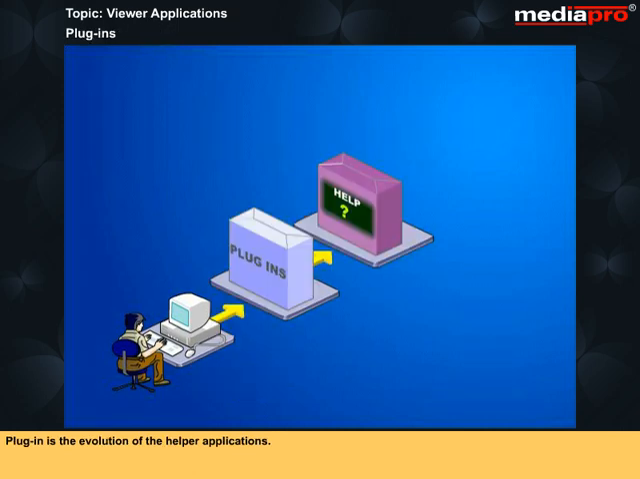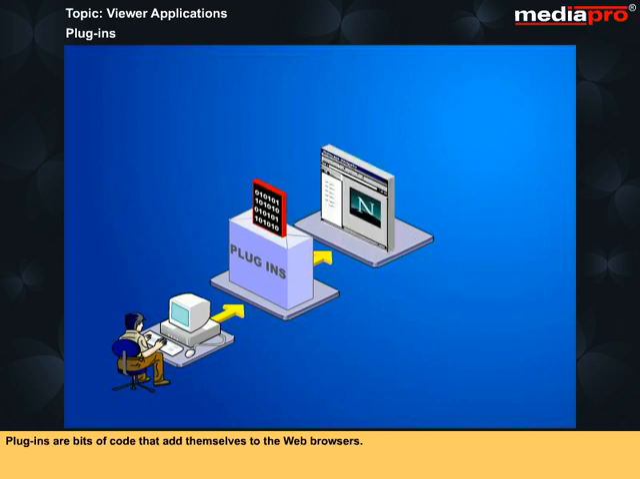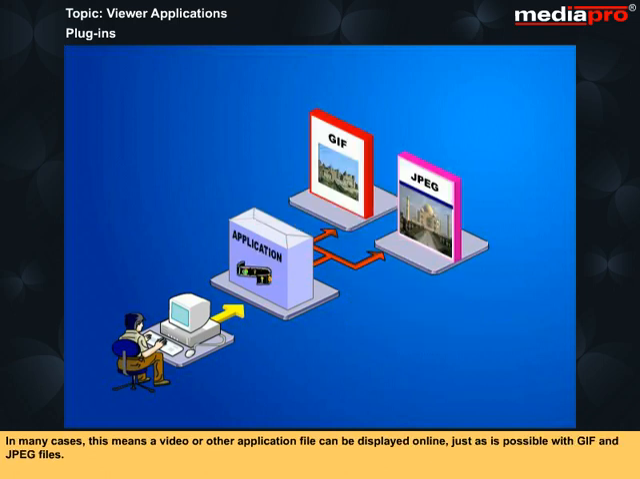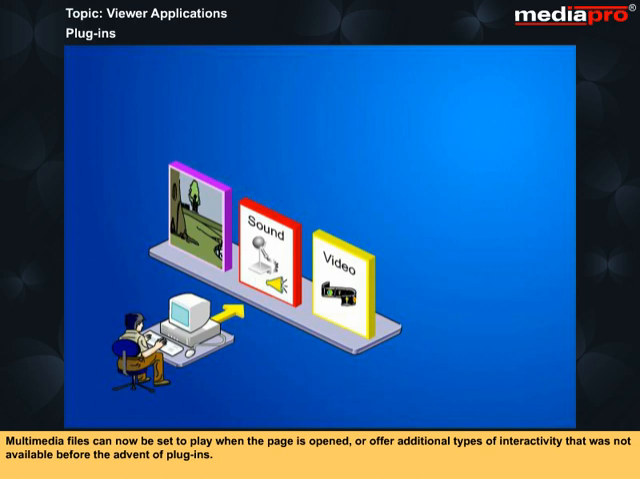Plugin is the evolution of the helper applications. Plugins are bits of code that add themselves to the web browsers. They add functionality to the browser without opening another application. In many cases, this means a video or other application files can be displayed online, just as is possible with GIF and JPEG files. Multimedia files can now be set to play when the page is opened, or offer additional types of interactivity that was not available before the advent of plugins.